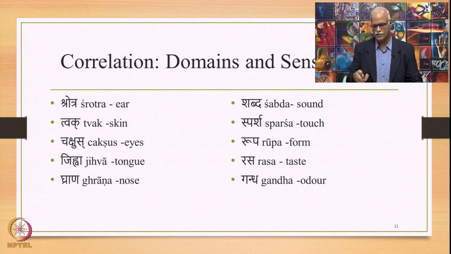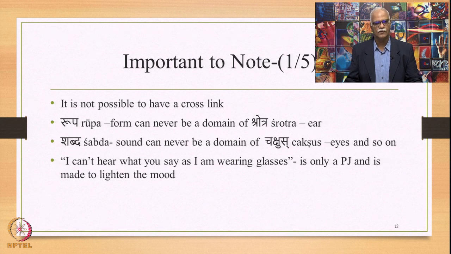And what we are saying here is that there is no possibility to have a cross link between the sense organs and the domain. For example, rupa or form can never be a domain of shrotra. One can never use the ear to get the cognition of rupa. That is not possible. If one uses the shrotra, then the domain in which this sense organ functions, namely the sound, only that cognition can be obtained.